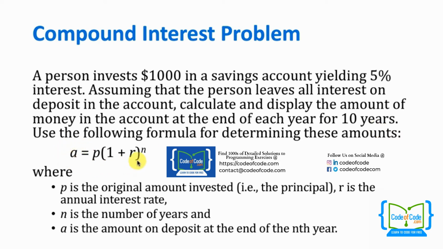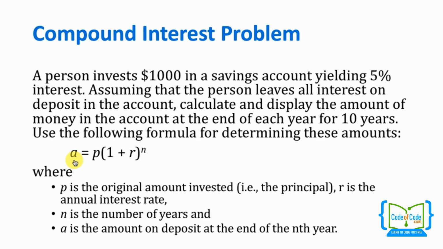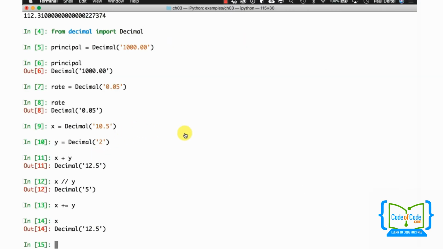So we're going to use a formula to do that, where the amount on deposit at the end of a given year is equal to the principal times the quantity 1 plus the interest rate 0.05 raised to the year power. N will represent the year. So P is the amount originally invested, N is the number of years, and A is the amount on deposit at the end of each year. So let me go ahead and switch back over to my terminal window.